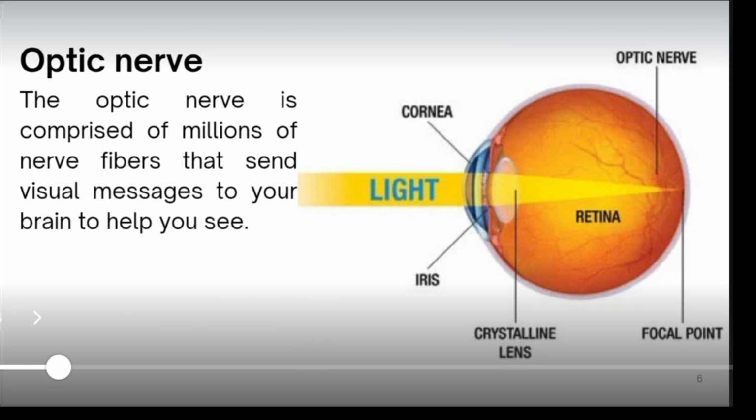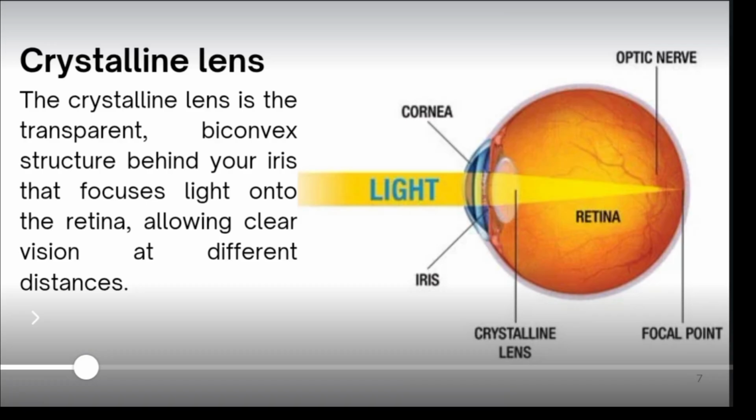The optic nerve is comprised of millions of nerve fibers that send visual messages to your brain to help you see. Crystalline lens. The crystalline lens is the transparent biconvex structure behind your iris that focuses light onto the retina, allowing clear vision at different distances.